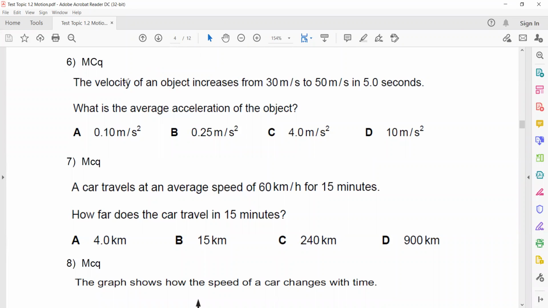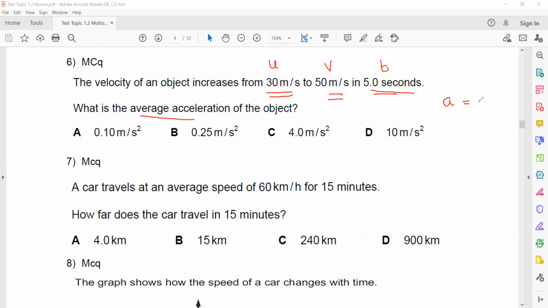In question 6, the velocity of an object increases from 30 to 50. So 30 is the starting speed, 50 is the final speed, and it took 5 seconds. We have to calculate the average acceleration, the total acceleration. So what is the average acceleration?